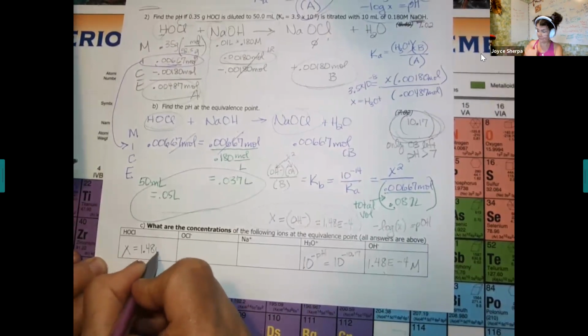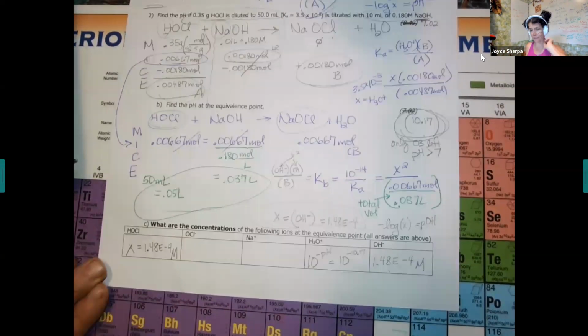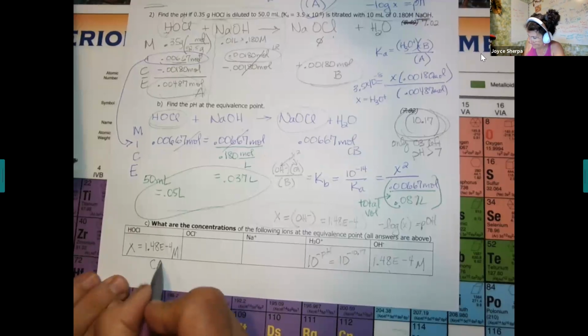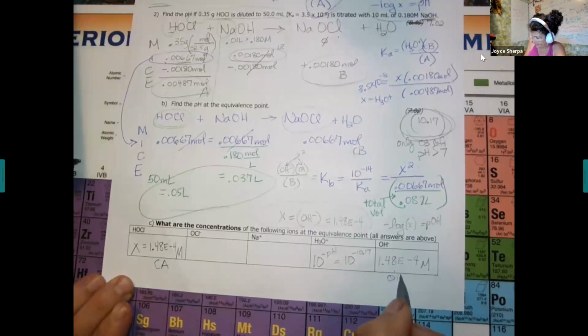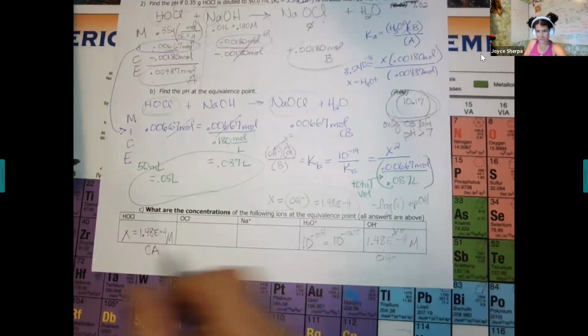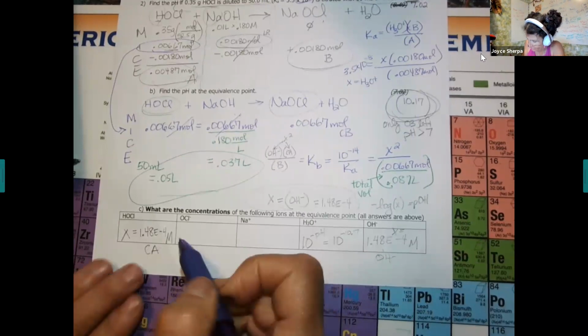Please realize if it was a problem where it was a weak base and a strong acid, this would be different. But in this case, this is the conjugate acid and this is the hydroxide. So this was X and this was X. All right, these are actually the same.